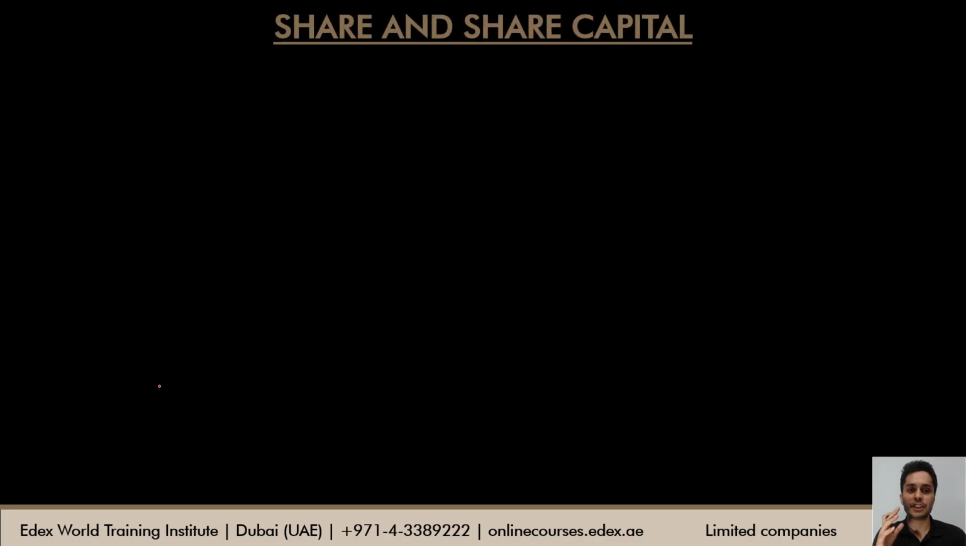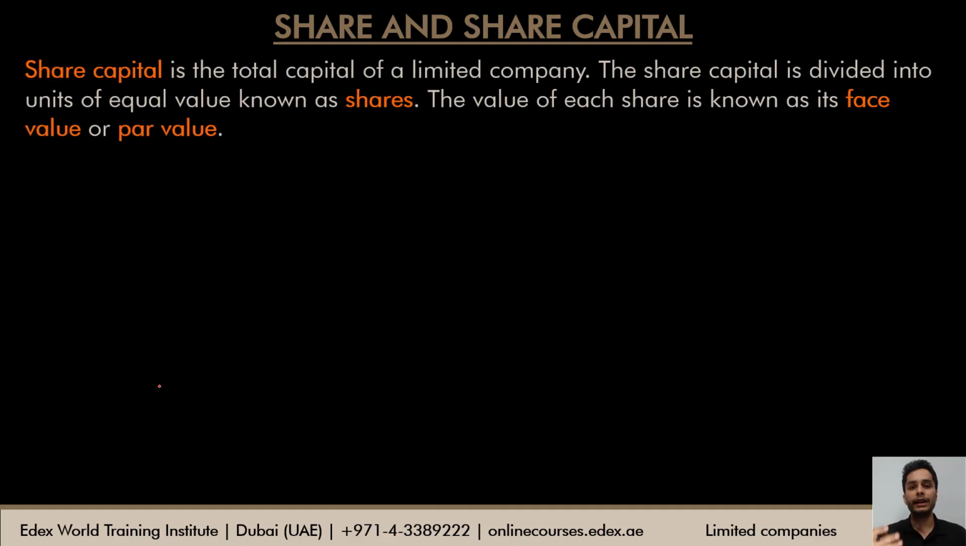Now let's understand share and share capital. The capital of a company is known as share capital. This share capital of the company is divided into units of equal value. These units are known as shares. So shares is nothing but the entire share capital divided. What happens is when you want to raise capital, you will sell shares and collect money in form of share capital. Now the value of these shares in the books is known as face value or par value.